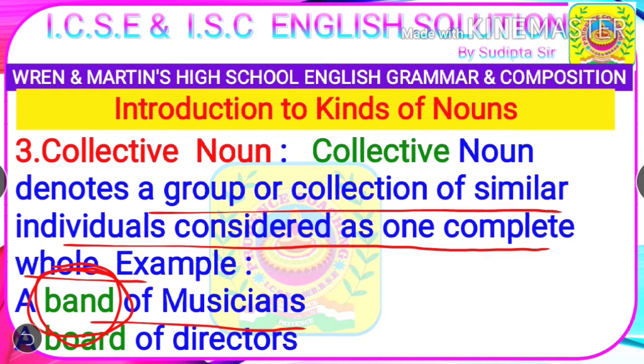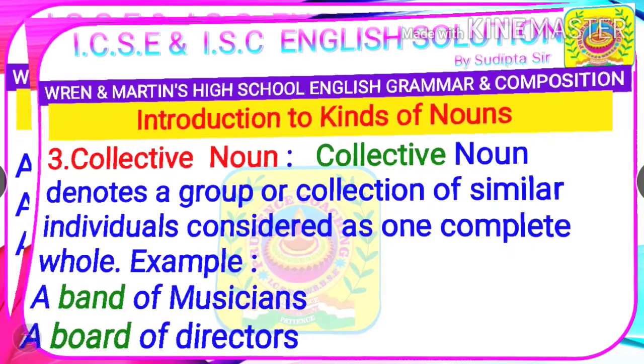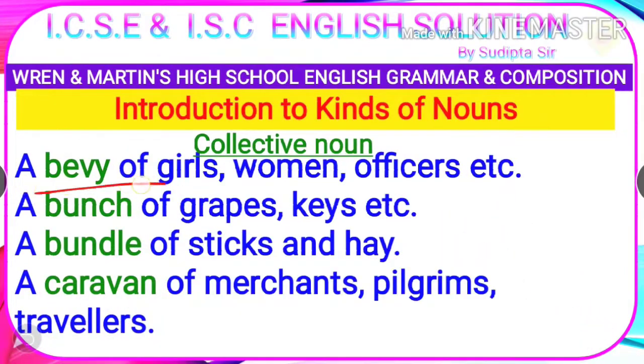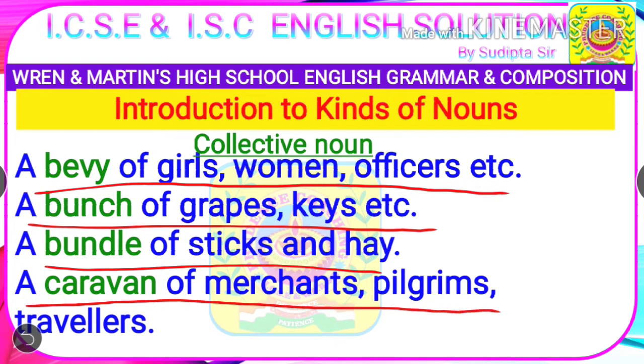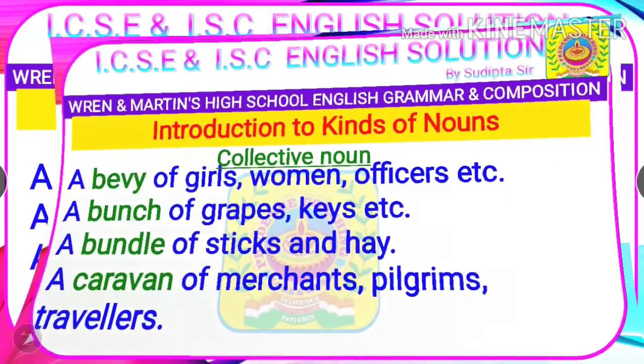In the same way, a board of directors, a bevy of girls, women or officers, a bunch of grapes, keys, a bundle of sticks, a caravan of merchants, pilgrims, travelers. These are all examples of collective nouns. Here, the words colored in green are telling us about the collective nouns.